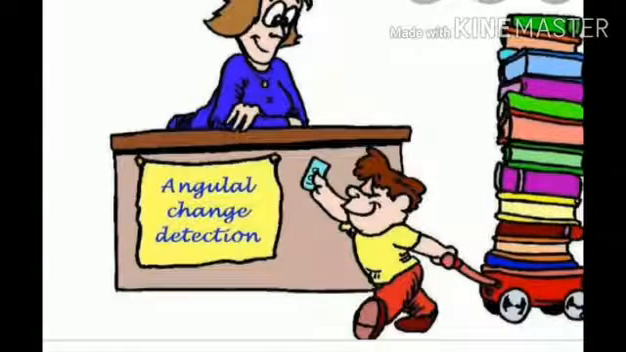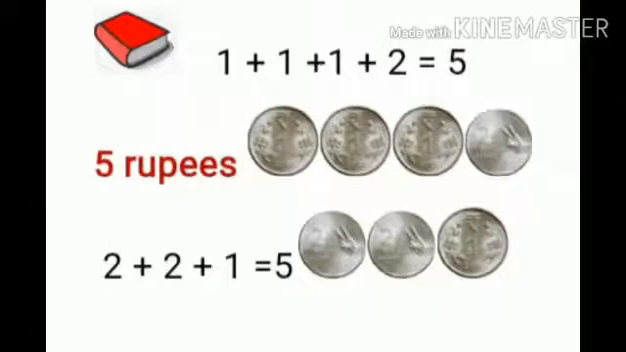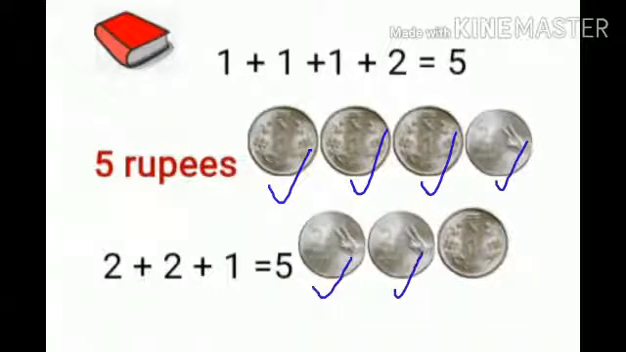Our next example is you want to buy a book. The price of the book is rupees 5. 1 plus 1 plus 1 plus 2 is equal to 5. So you can give 3 coins of 1 rupee and 1 coin of 2 rupees. 2 plus 2 plus 1 is equal to 5. So you can also give 2 coins of 2 rupees and 1 coin of 1 rupee.